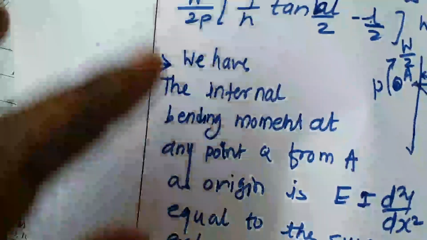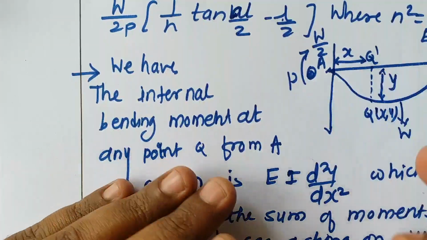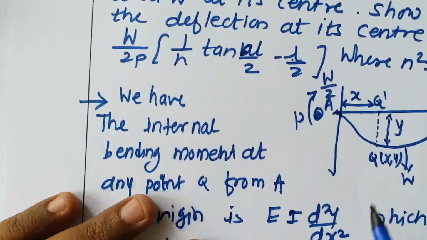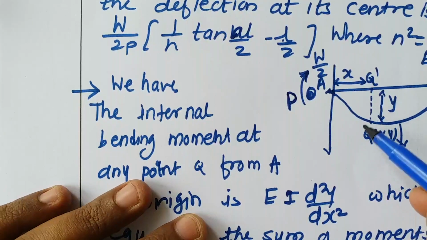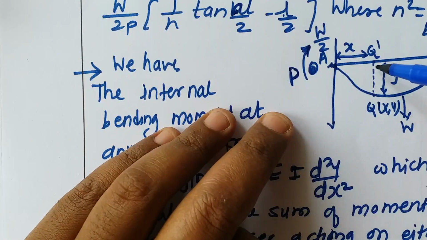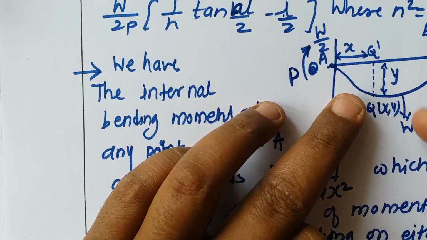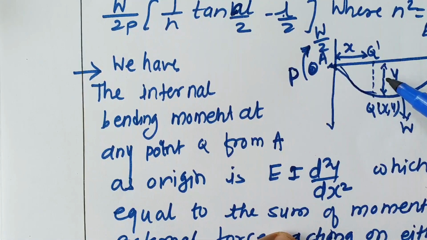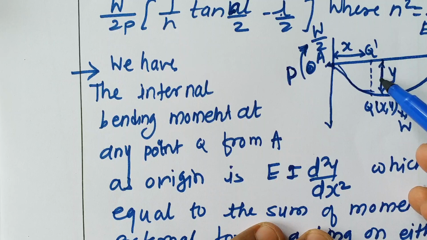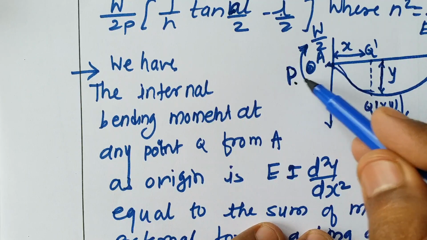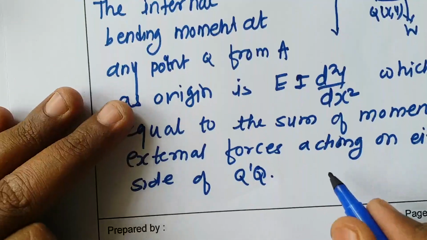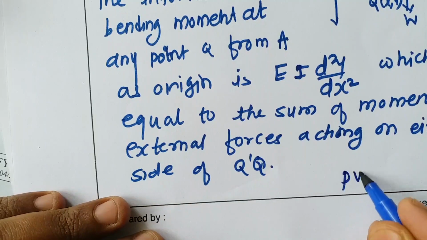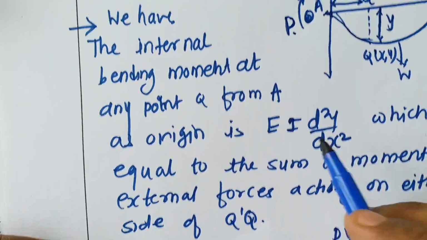Now we just have to calculate the moments of forces acting on the left of this cross section. One force is given, the compressive force P, which is acting in the clockwise direction. The compression in this strut is happening in the downward direction; this is the elastic curve, compressed downward by the length y we have considered. P is the value of the compression, and it is compressed by length y, so the moment of the compressive force will be P into y, acting in the clockwise direction.